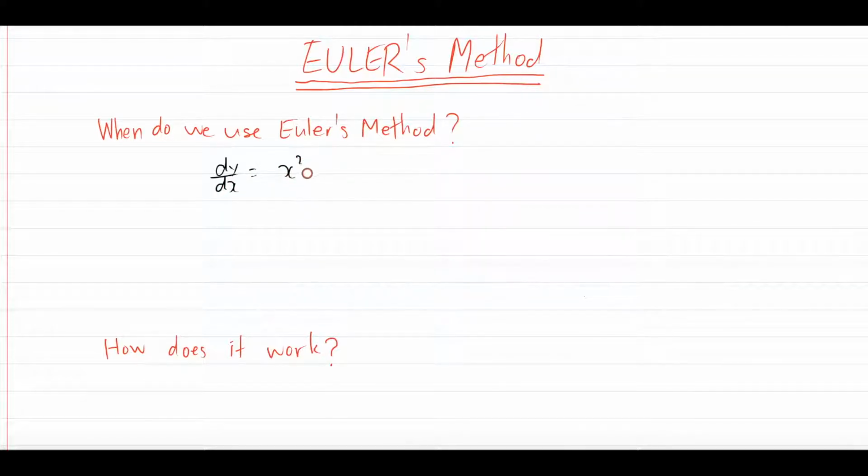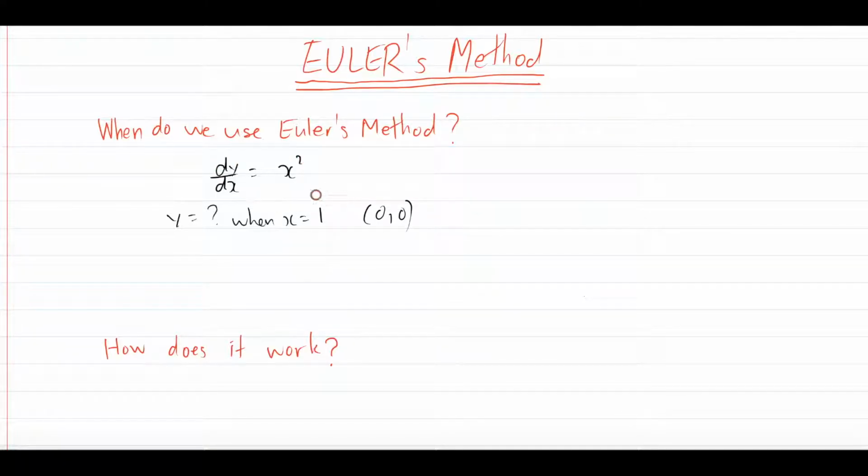Let's just say dy/dx equals x squared, and you're asked to solve for the y value when x equals some value, so x equals 1. And of course, you're given a point. Generally, what Euler's method does is it skips the integration process.